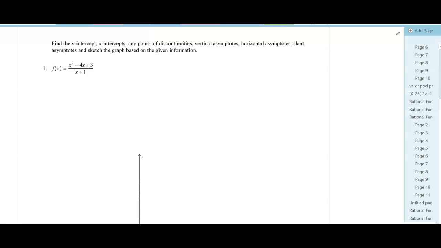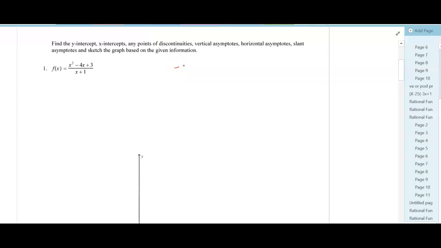So in the Desmos activity, you should have learned that a slant asymptote exists when the degree of the numerator is exactly one more than the denominator. And in order to find the slant asymptote, we divide. So if you look at problem number 1, in order to find the slant asymptote, we're going to divide.